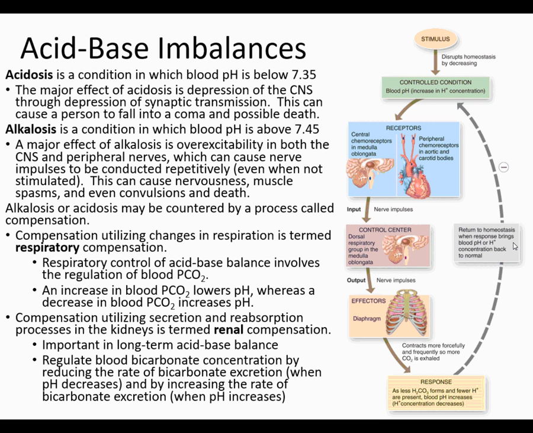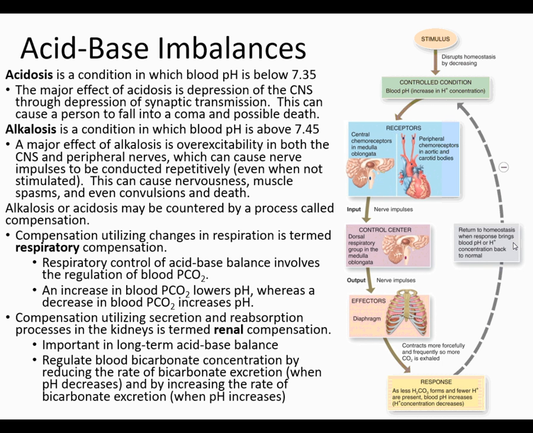If we fail to maintain pH, we can have one of two imbalances occur: an acidosis or an alkalosis. An acidosis is a condition in which blood pH is below 7.35. That's what we're showing over there on the right. The major effect of acidosis is depression of the central nervous system through depression of synaptic transmission. It prevents synapses, where neurons release neurotransmitters that communicate with another neuron. This can cause a person to fall into a coma and can possibly lead to death.